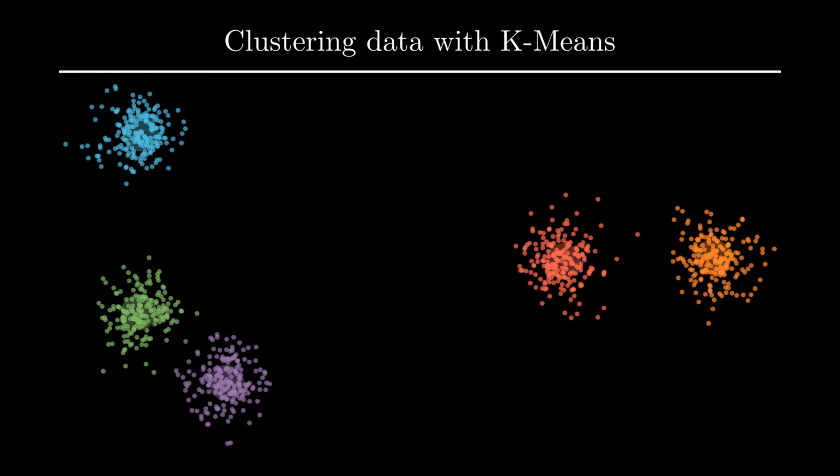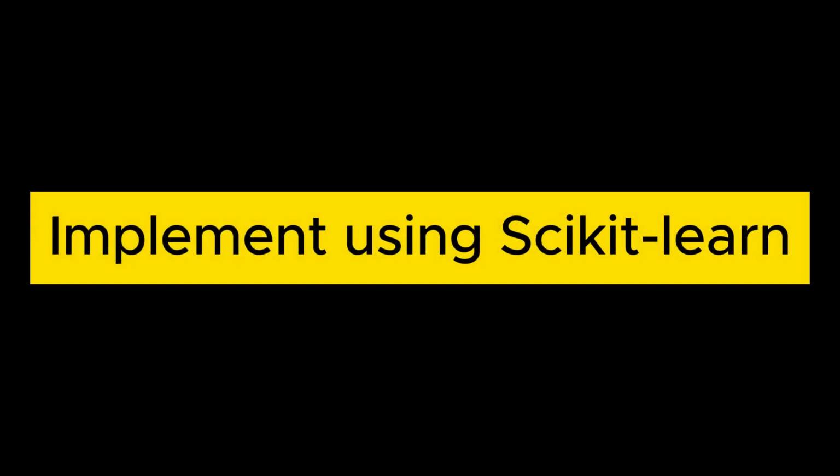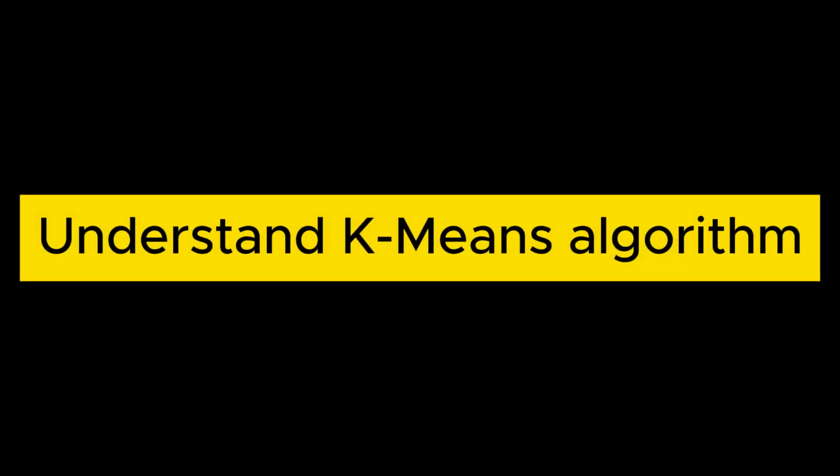In particular, we'll focus on a very popular algorithm called k-means to automatically cluster our data. In this video, we'll go through the following topics: how we visualize the data, how to use the k-means algorithm implemented in the Scikit-learn library, understand how the k-means algorithm really works, and finally, how to implement k-means from scratch.